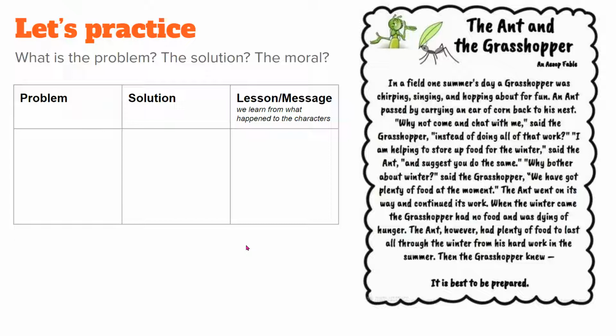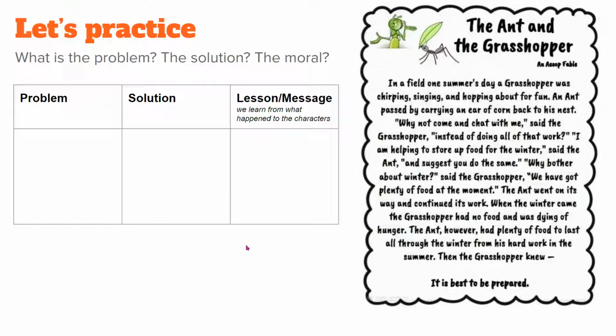Okay, so what is the problem? The problem is the grasshopper didn't want to do work and prepare and store up food like the ant did. Then, if you think about the ant, the problem was that grasshopper tried to distract him, right? As far as the solution goes, the solution's a little tricky. The grasshopper's solution to his problem, he ended up not having enough food since he didn't store it. For the ant, this ant's solution was that she or he had plenty of food because they actually worked hard to store up the food for the winter.